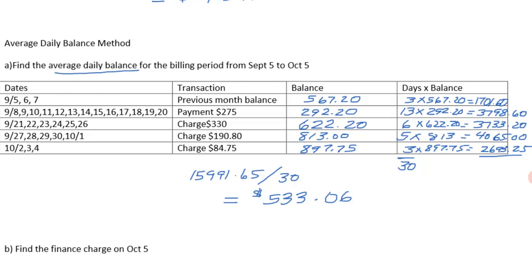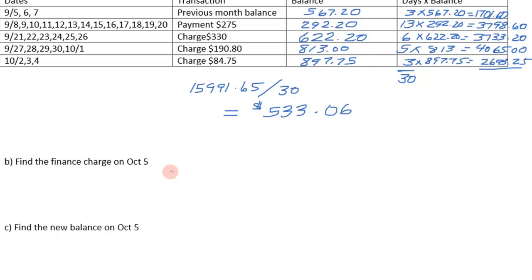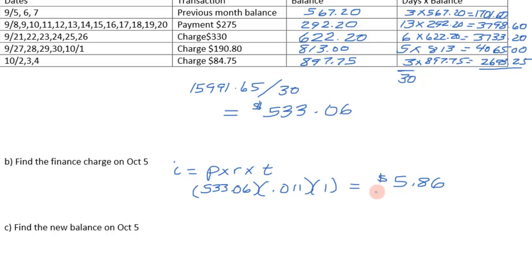Okay, now we need to compute the finance charge. And again, I told you that's going to be interest equals principal times rate times time. But instead of using the previous month's balance like you did in the work above, now you're going to use your new average daily balance, 533.06, and then times your monthly rate, 0.011, and of course it's 1 month. And so when you multiply all of that out, you get 586.